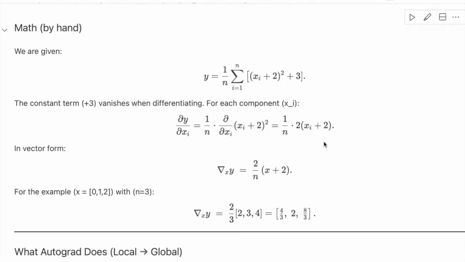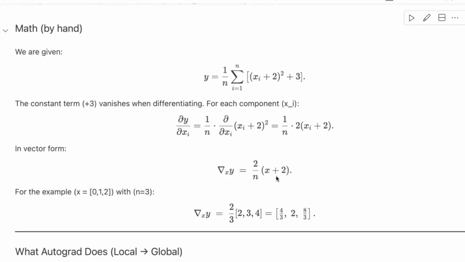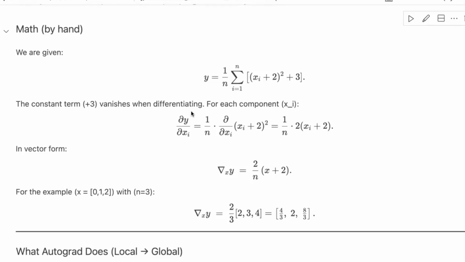So in this case, if I put together all these partial derivatives, it forms something called the gradient, which is basically a vector that has all the partial derivatives with respect to x1 to xn. Then we get 2 over n times (x + 2), where this x now is a vector. So the ith element of this is xi. And we put together all these partial derivatives to find this gradient.